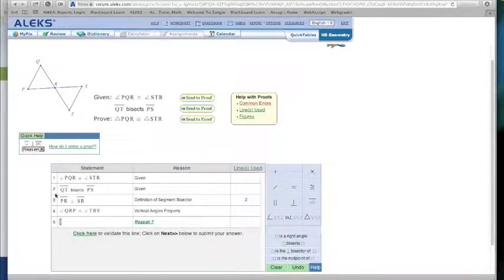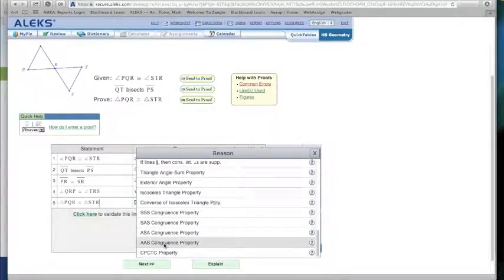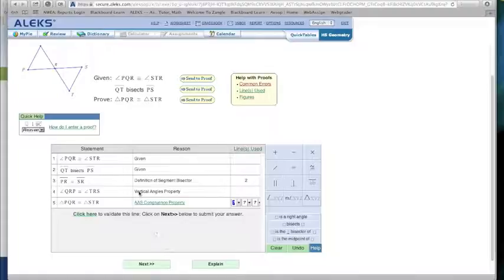Now at this point, if we look at all the given information, we have this angle congruent to this angle, this side congruent to this side, and angle PQR congruent to angle STR. So we have a situation where we have angle, side, and that is enough to prove that these two triangles are congruent. So I'm going to insert the congruence statement and select angle, side, and insert that into the proof.